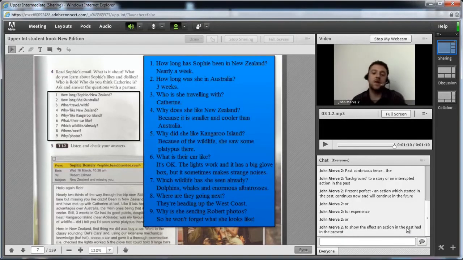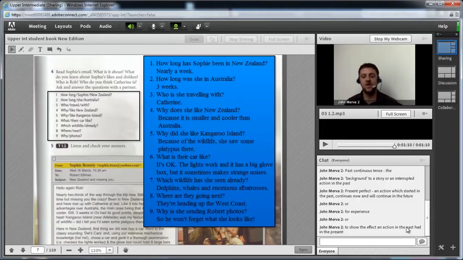So if we look at those answers together, you can see them on the screen now. How long has Sophie been in New Zealand? She's been there nearly a week. How long was she in Australia? 3 weeks. That's the present perfect because she's in New Zealand now, and the past simple because obviously her time in Australia is finished. Who is she travelling with? There's our present continuous, something that's happening at the moment. She's travelling with Catherine.